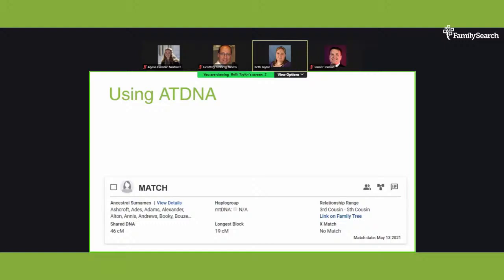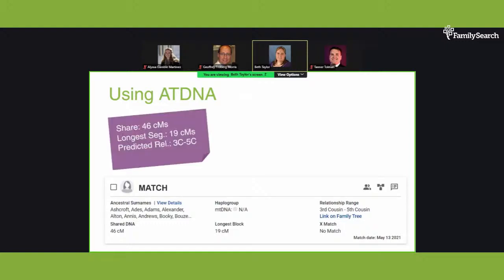So here's an example of a match. I believe this comes from Family Tree DNA. According to this, this is actually a match between my father and one of my coworker's mothers, her mother. They turned out to be matches DNA-wise. According to the DNA testing company, they share 46 centimorgans, the longest segment being 19 centimorgans, and they predict the relationship to be 3rd to 5th cousins.